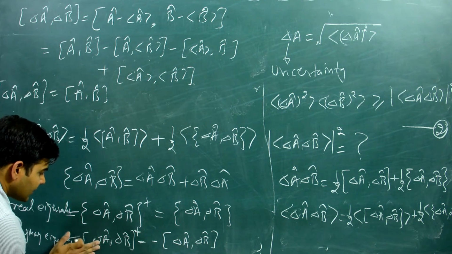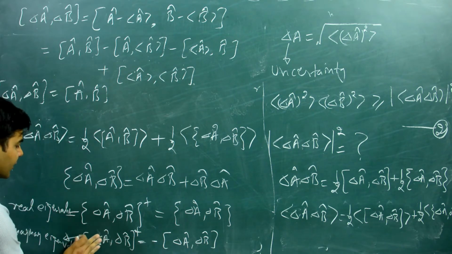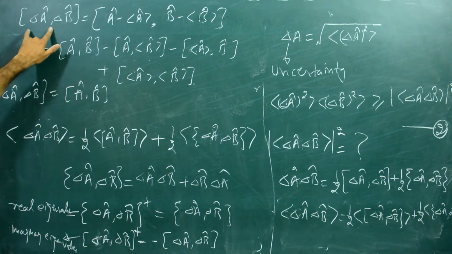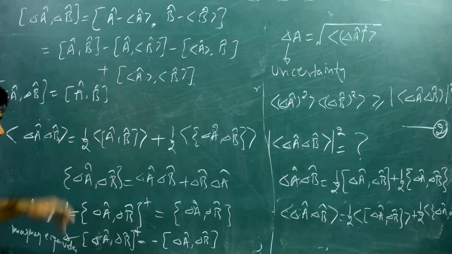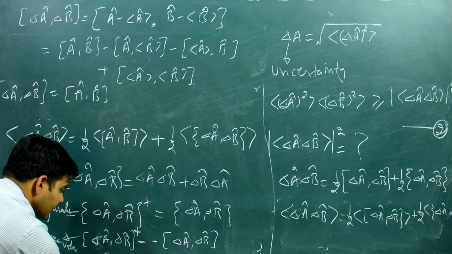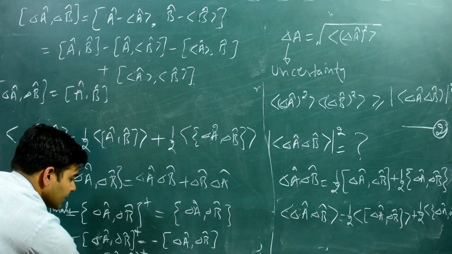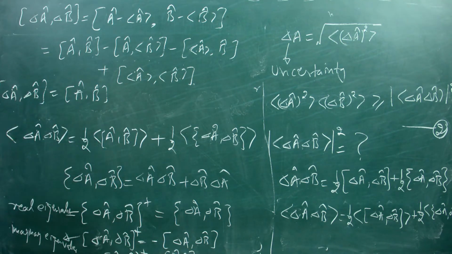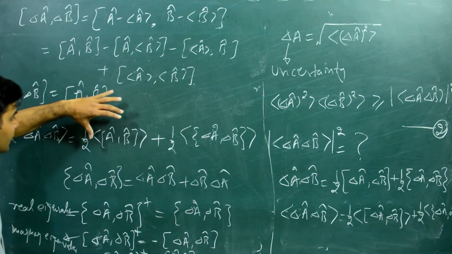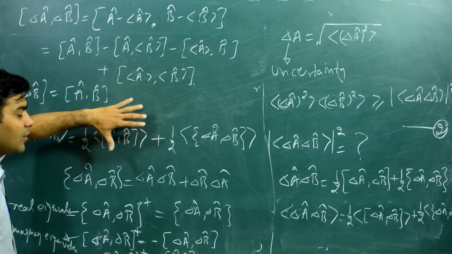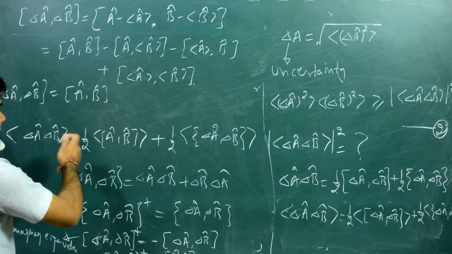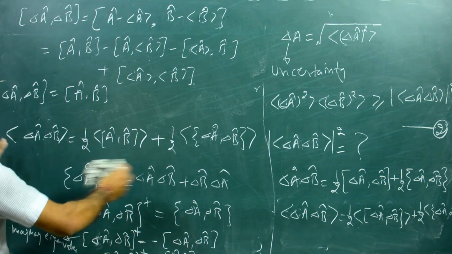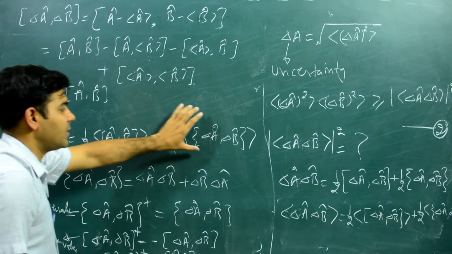Similarly, since the commutator of delta A hat, delta B hat is equal to the commutator of A hat, B hat, this result holds for this also: the dagger of the commutator of A hat, B hat is equal to minus the commutator. So this operator, the commutator of A hat, B hat, being anti-Hermitian, will have a purely imaginary value. If I have a purely imaginary value here, the expectation value will also be imaginary. And if I take the magnitude, this will give a real number, this will give a real number.